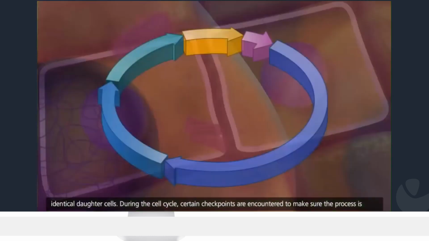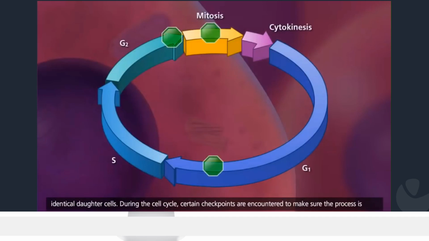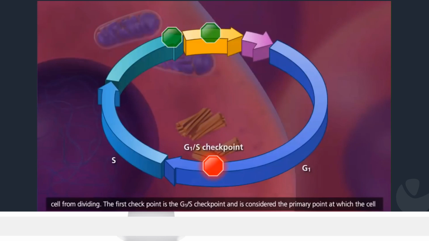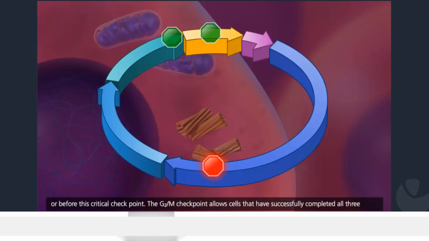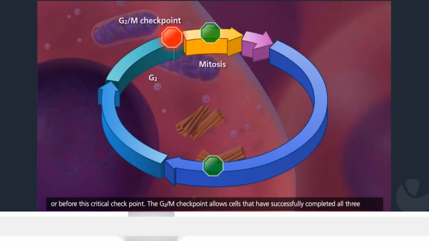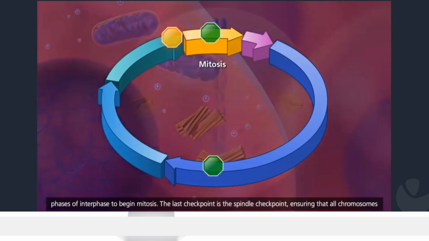identical daughter cells. During the cell cycle, certain checkpoints are encountered to make sure the process is occurring accurately. And if it is not, the cell cycle will stop at the checkpoint and correct, or possibly inhibit that cell from dividing. The first checkpoint is the G1S checkpoint, and is considered the primary point at which the cell cycle continues or stops. External signals and growth factors can influence the cell cycle and affect the progress at or before this critical checkpoint. The G2M checkpoint allows cells that have successfully completed all three phases of interphase to begin mitosis.